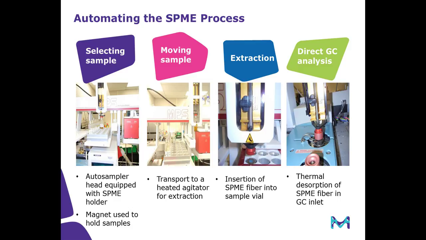There's vendors out there that make autosamplers that can accommodate SPME, and I'm just showing the one that we have in our lab. It has a magnetized head on it, so it can pick up the sample, move it over to a heated agitator, put it in the agitator, and it can actually do the sampling. What's shown here is it's actually inserting the SPME fiber assembly down into a sample, and then it pushes down on the plunger and exposes the fiber. And then after it's done, it goes over and goes into the injection port of the GC and desorbs. So you can just set the samples up and walk away.